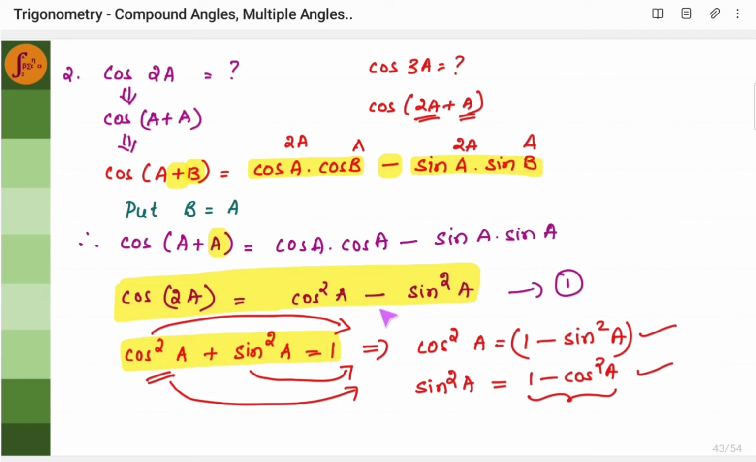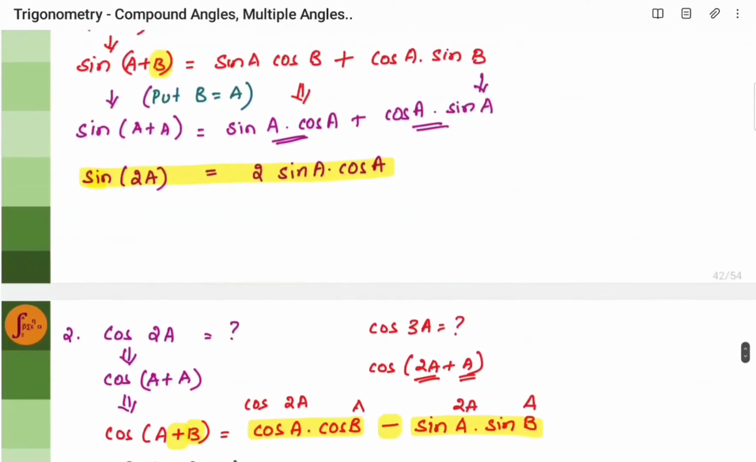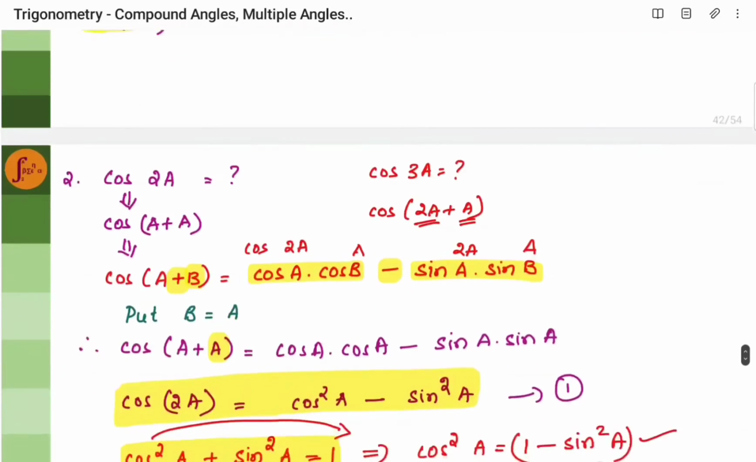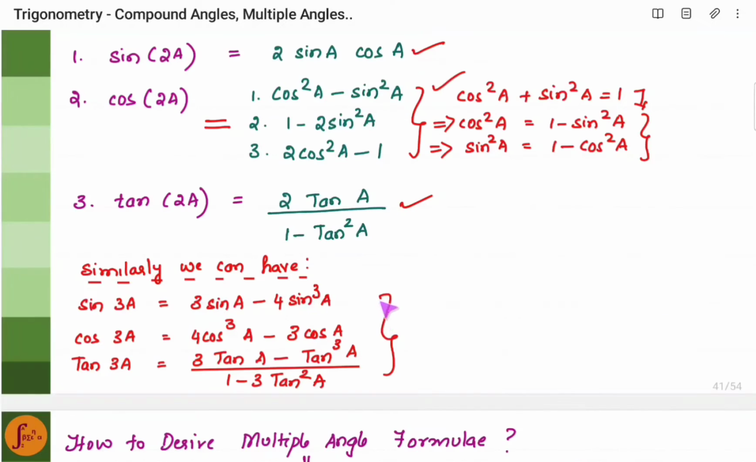We'll use this cos 2a formula. Substitute here. Substitute here. And then we'll also use the sin 2a formula. We already obtained sin 2a, is it not here? 2 sin a cos a. We'll substitute here. So you can substitute this way and finally get these particular expressions or formulas.